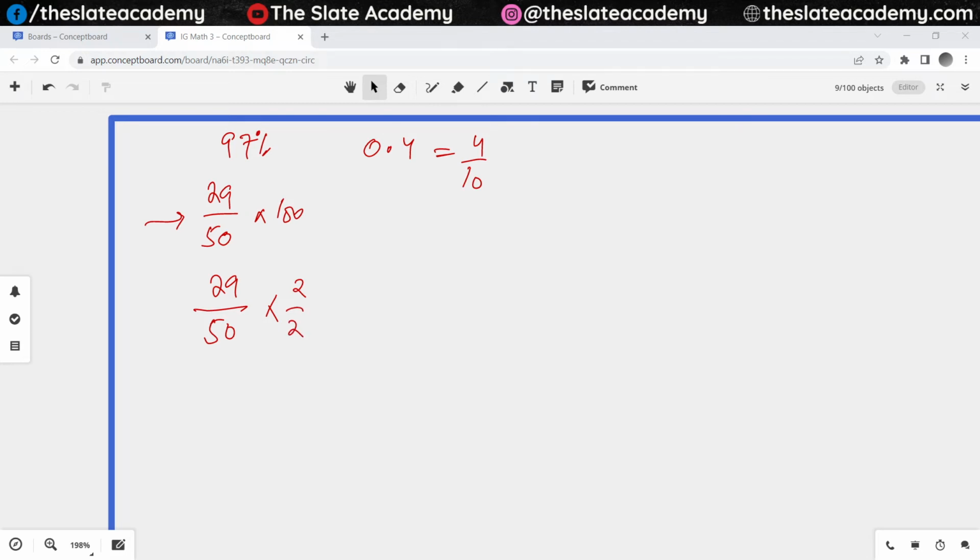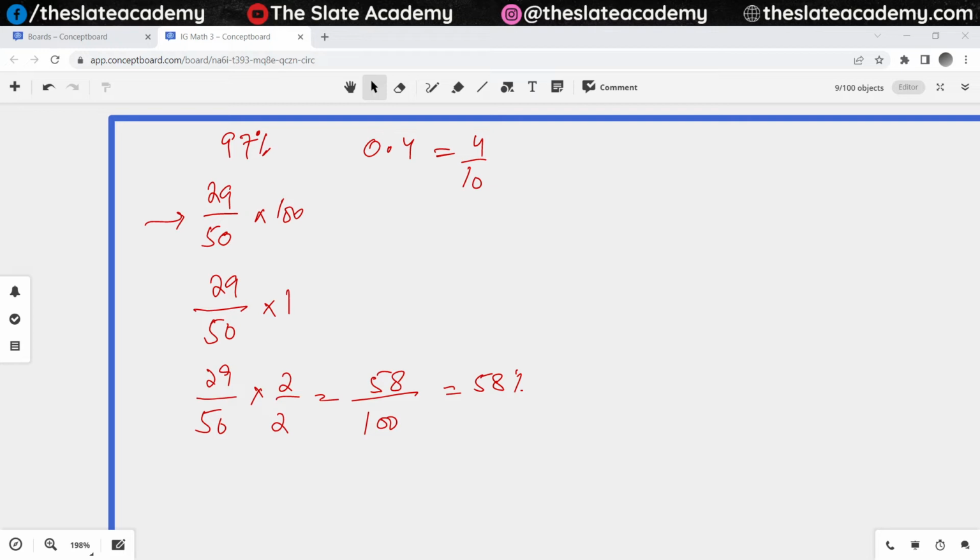Or in other words, I can multiply this 29 by 50 with 1. That doesn't make a difference, right? And instead of 1, I'm simply writing 2 by 2. So that gives me 100 in the denominator, and in the numerator it would be 58. 58 out of 100, or I can say 58%.